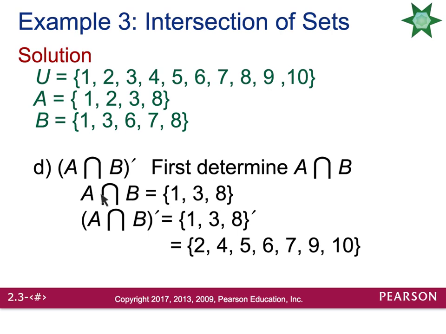Okay, in our last part of this example, we're taking A and B complement. So we have to determine A and B first. Now we already did that in part A, right? So A and B is {1, 3, 8}, from part A. And then we're going to take the complement of that. So we're going to look at everything that's not 1, 3, 8 in our universal set. So that would be 2, 4, 5, 6, 7, 9, and 10. Not 1, not 3, not 8, but everything else. 2, 4, 5, 6, 7, 9, and 10 would be A and B complement. So we do the parentheses first, then do the complement when you see parentheses there.